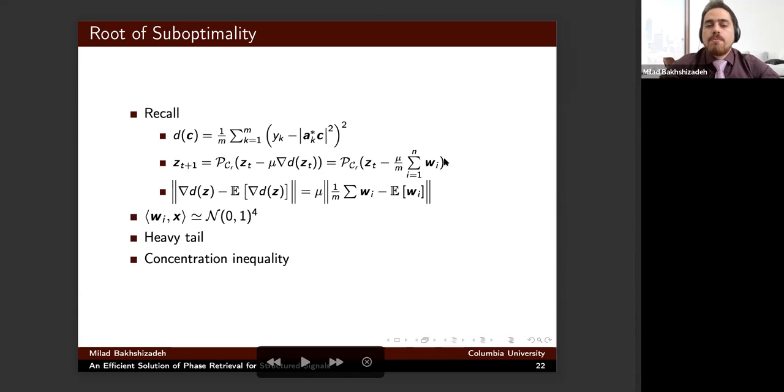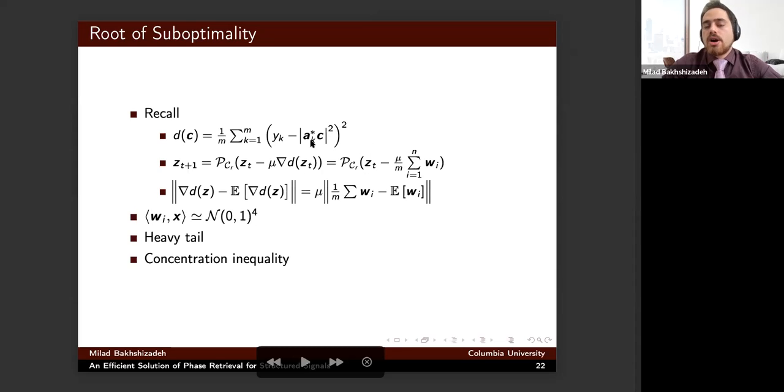And to bound the error of each step of GD Cooper, I need to bound the deviation of the gradient from its expectation, which eventually is going to be in the form of the sum of W_i minus its expectation. One thing that I want to call your attention to is that each term of this cost function is more or less like a Gaussian random variable to the power 4.